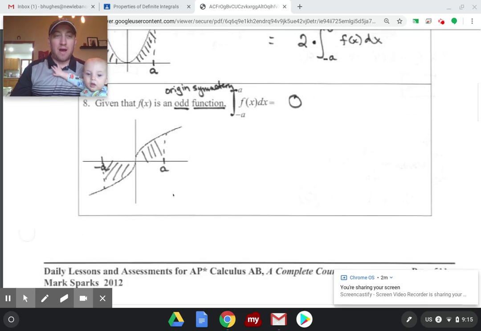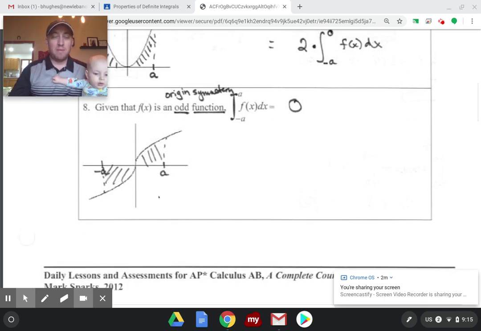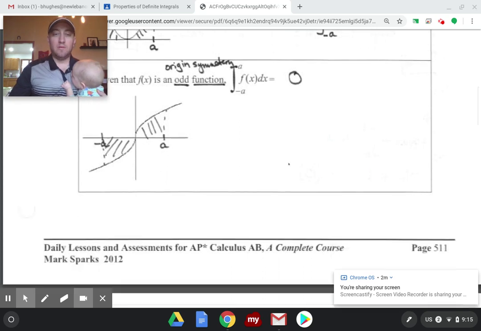8 is talking about an odd function. An odd function has origin symmetry. So if I go from negative a to a, which is the same value from one to the other, this area right here would be negative, this area right here would be positive. When we add them together, it equals 0.